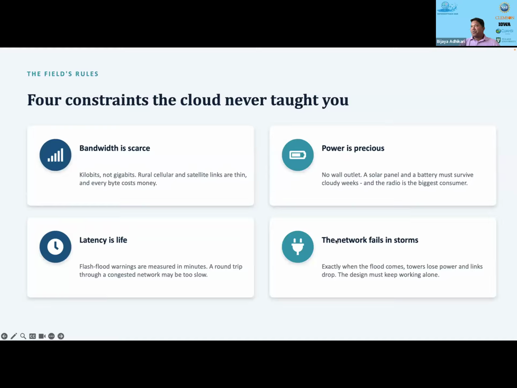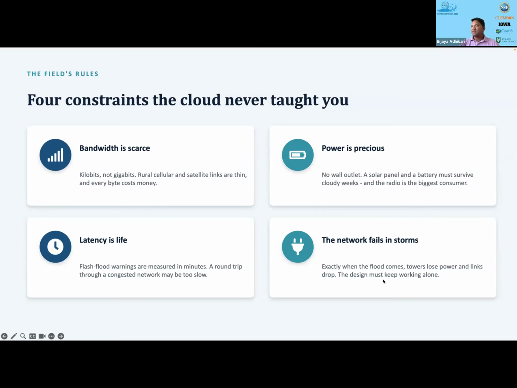And the last constraint is that the network fails exactly when we need it. There's a high likelihood of the network failing exactly when we need it. The weather is bad, radio transmissions are weak. The storm is there, the radio transmissions fail. Sensors might fail, the communication links might be disrupted.